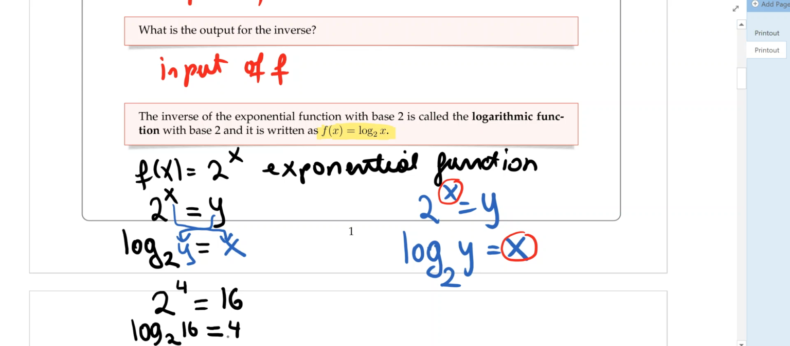Okay, so the result of a log is basically an exponent. It's the number that the base has to be multiplied by itself to get this value. So we will refer to this. So log base 2 of 16 equals 4 because 2 to the 4th equals 16.